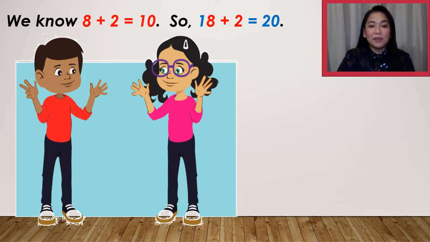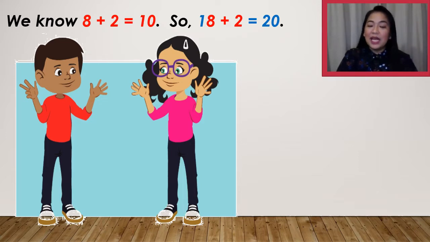Look at Bob and Nikki. How many fingers are these children holding up? Yes, 18. Now, how many more fingers do we need to make it total 20? Show it with your fingers. Come on. Wow, that was fast. 2 fingers. But how do you know that we need 2 more to make it 20? Smart thinking. We know that 8 plus 2 equals 10. So, we also know that 18 plus 2 equals 20.